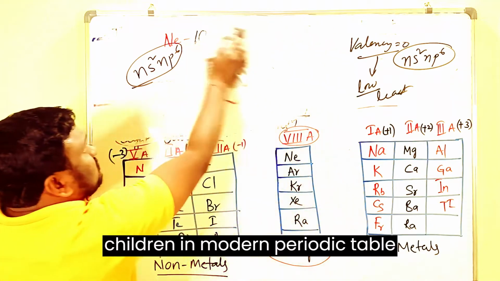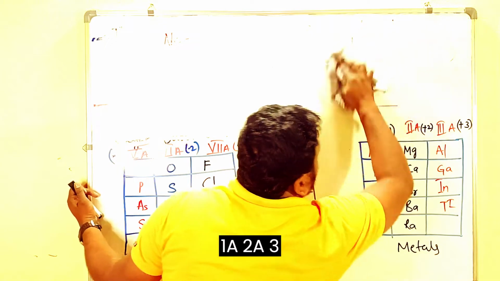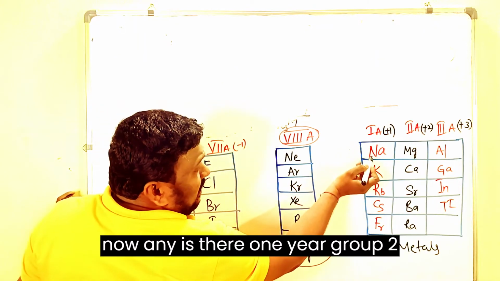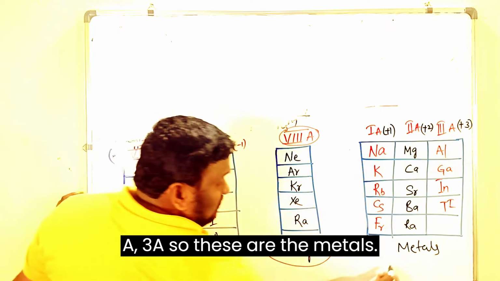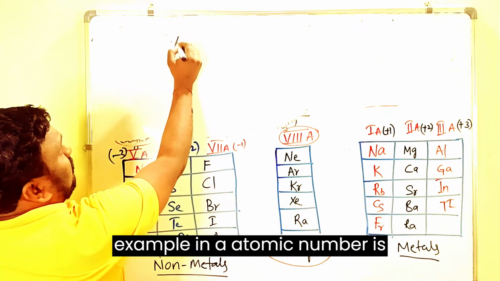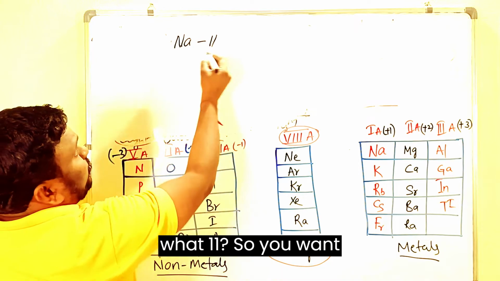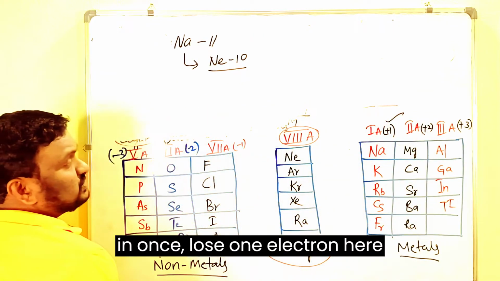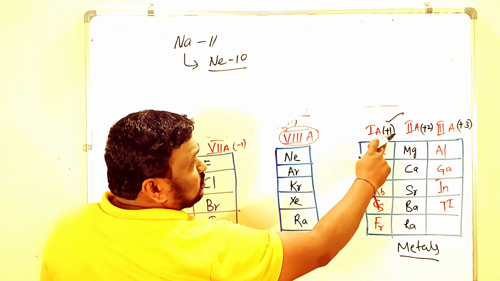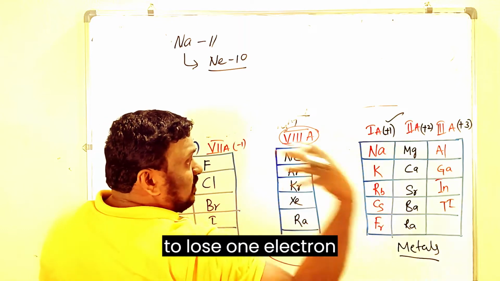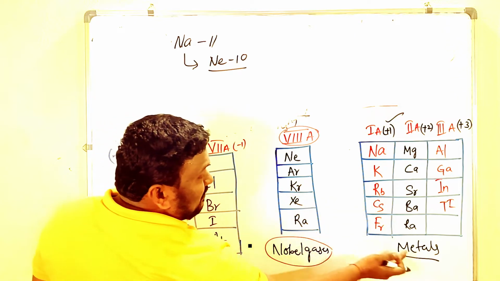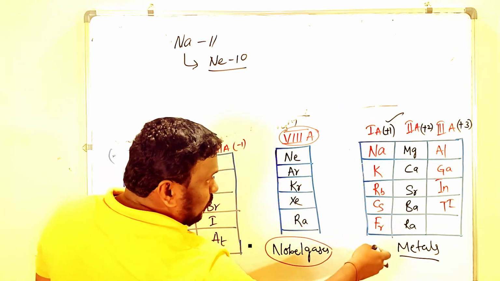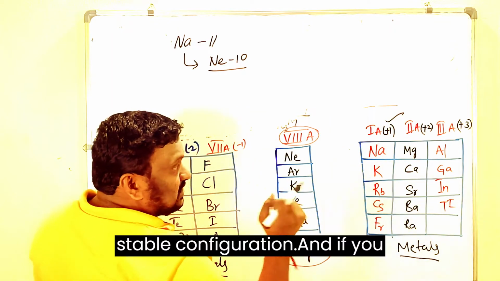And next thing you have to remember, children, in the modern periodic table 1A, 2A, 3A elements are the metals. Clear? So those metals, understand here, look here now, Na is there, 1A group, 2A, 3A. So these are the metals. Here for example, Na atomic number is what? 11. To get a very stable configuration, it wants to get the configuration of neon. For that it wants to lose one electron. Here plus 1 means what? 1A group I am showing here plus 1. Plus 1 means it is ready to lose one electron. All 1A groups are highly reactive metals. Clear? And Na wants to lose one electron. Similarly potassium. In 1A group, every element wants to lose one electron to get the stable configuration.